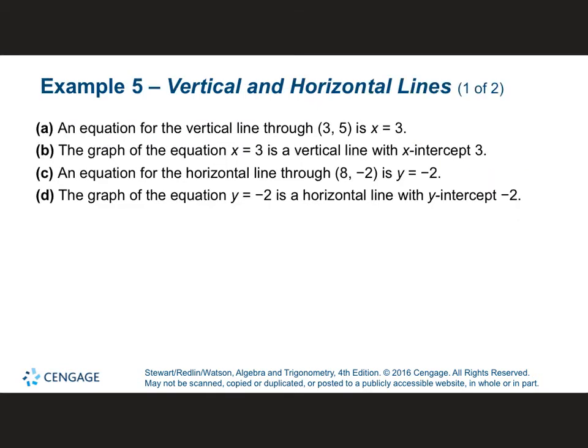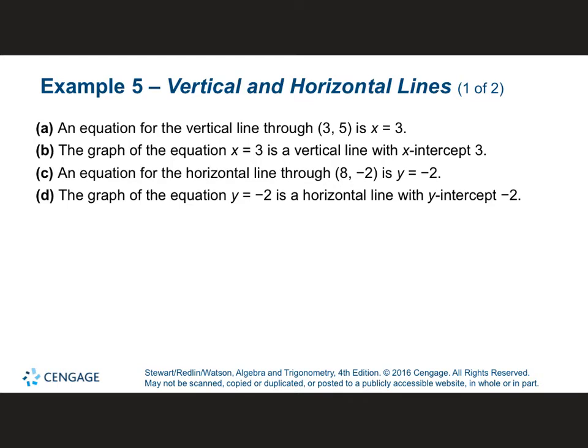So if you look here, it says that an equation for a vertical line through the point 3,5 is going to be x is equal to 3, because the y value doesn't matter. We take the x and we just set it equal to x. So x is equal to 3. The graph of the equation x is equal to 3 is a vertical line with an x-intercept of 3. Since it's a vertical line, we have that slope of 0. Gave that to you correctly.